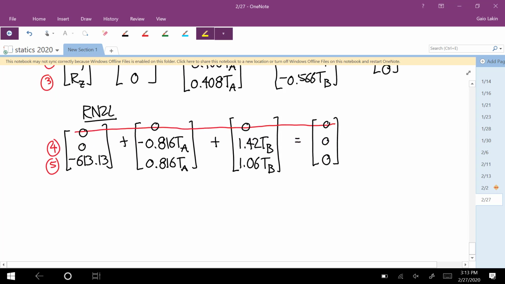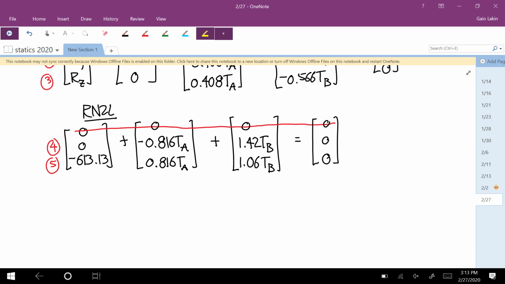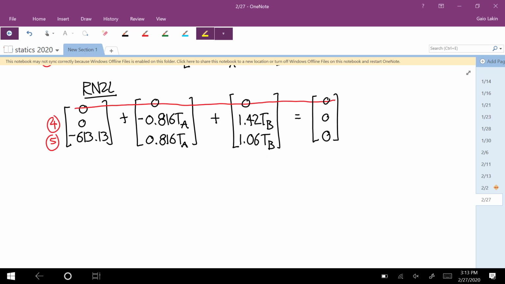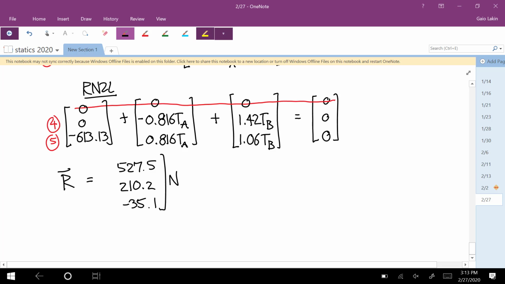And if you do this with reduced echelon form, you get that the R vector is 527.5, 210.2, and negative 35.1. Those are all newtons. And the tension in cable A is 429.6 newtons. And the tension in cable B is 247.7 newtons.